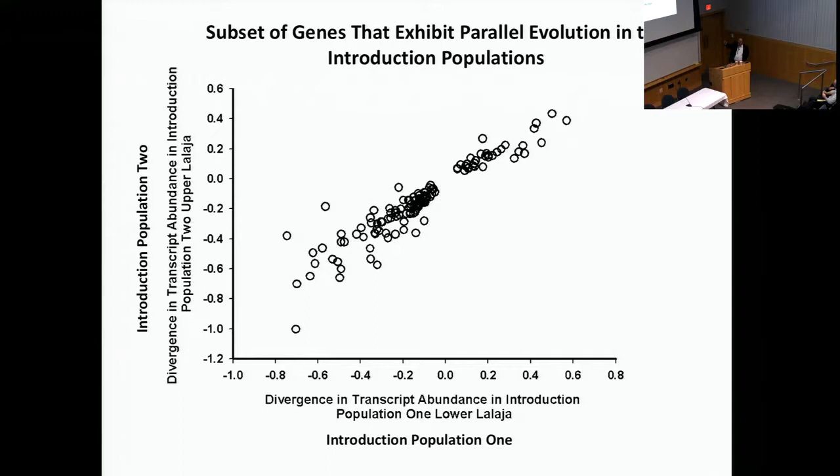These genes that are now showing constitutive differences in expression in a common garden are evidence that they've evolved. They appear to have done so in parallel. These changes, based on various tests, could not be explained by drift alone. And so this is our subset of rapidly evolving genes.